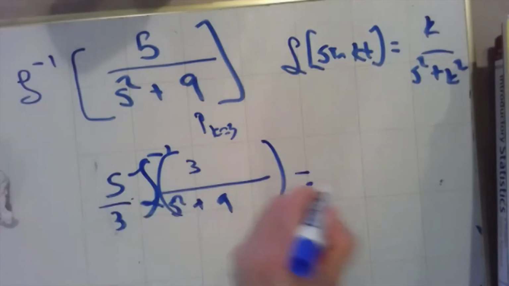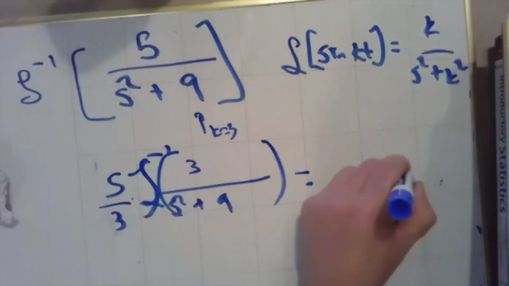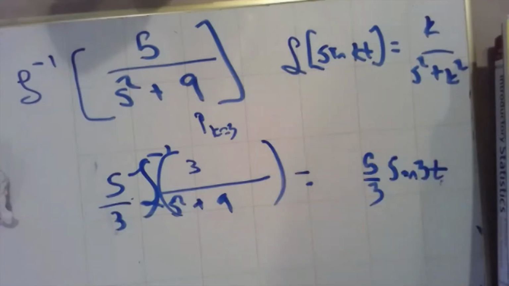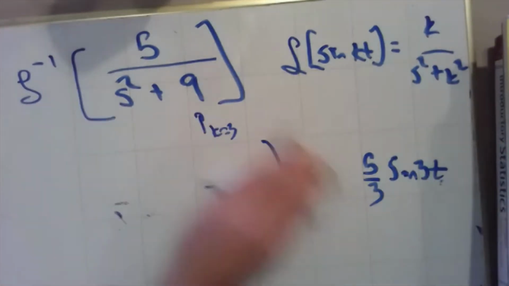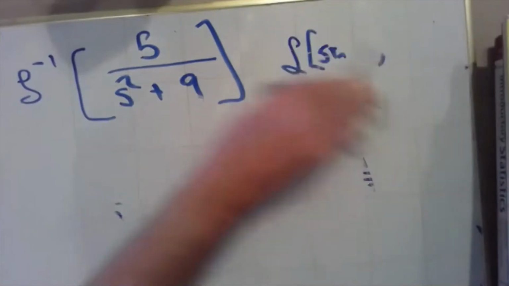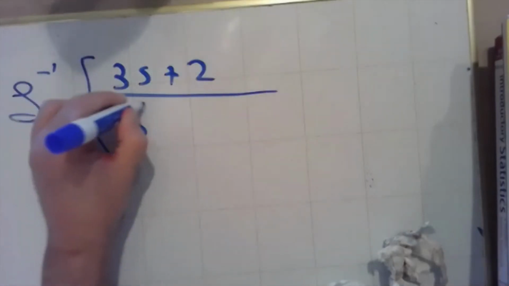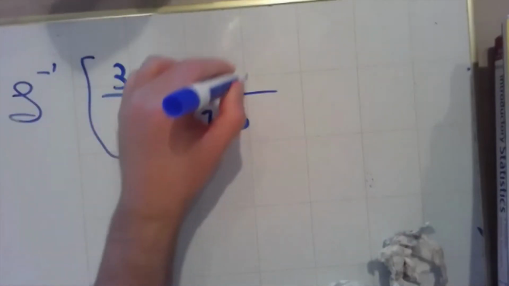That is sine of 3t. And then I've got this 5/3 hanging out front. Okay, pretty easy still so far. What if I want the inverse Laplace transform of 3s plus 2 over s squared plus 25.